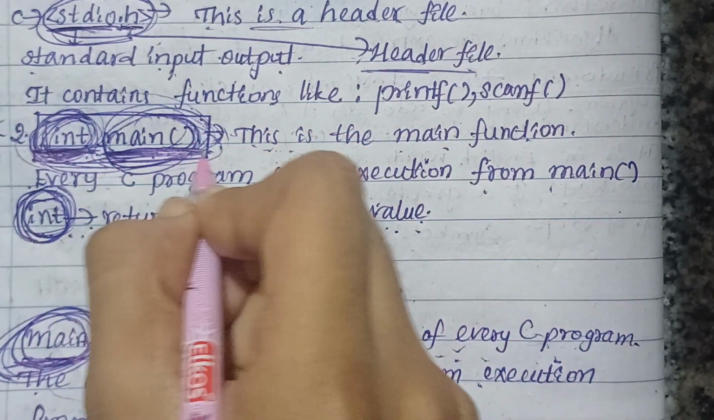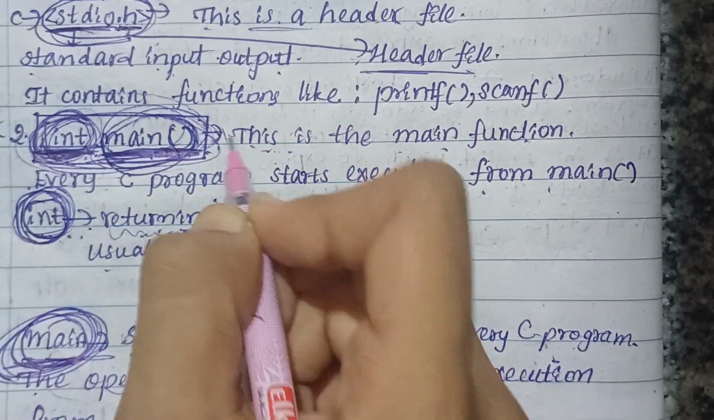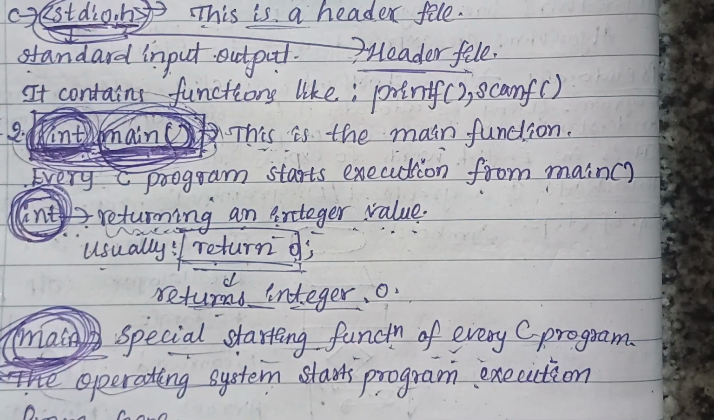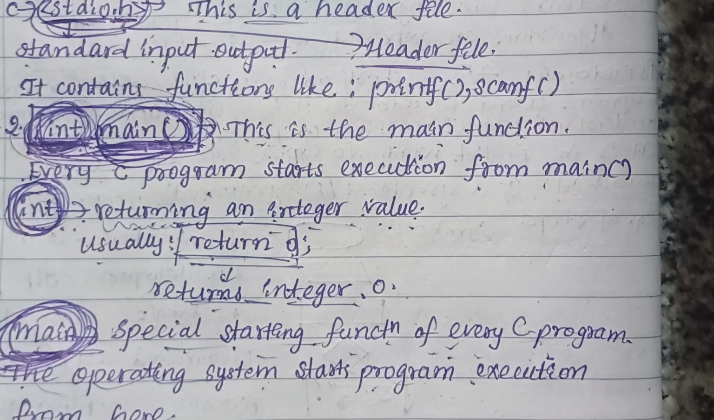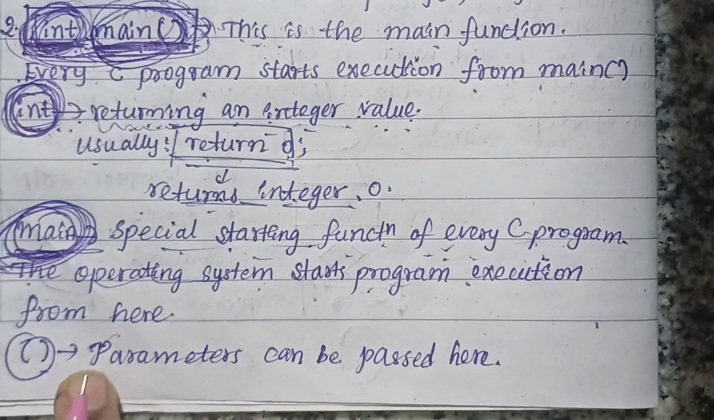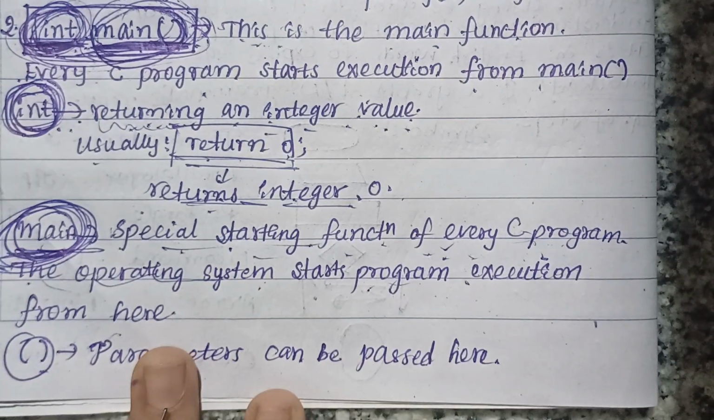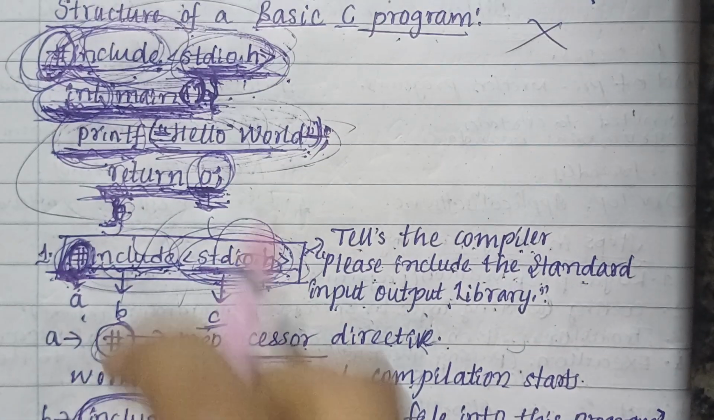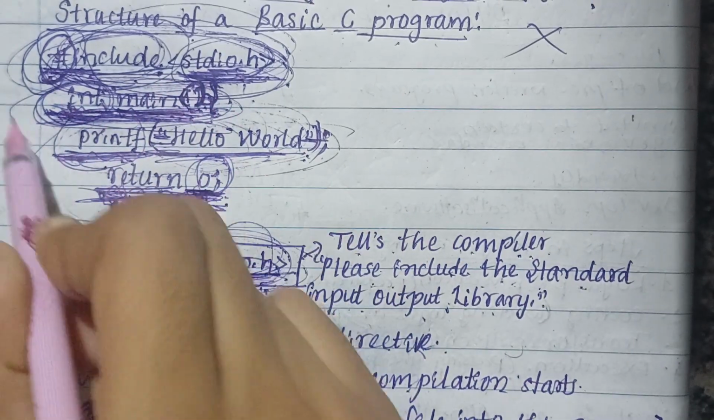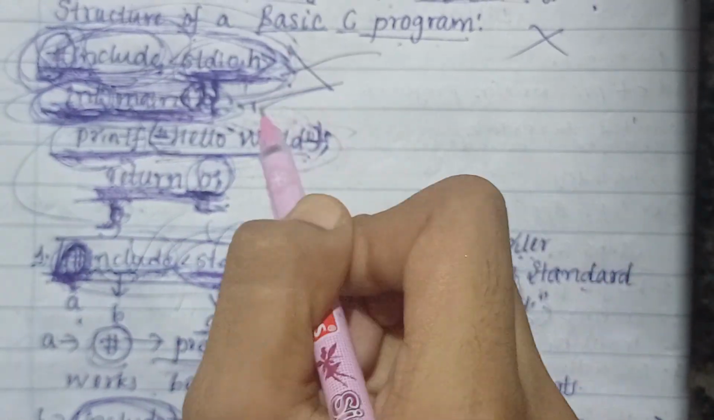Now coming to this parenthesis. See, inside this parenthesis we can pass some parameters, which we'll be learning later while we are discussing the functions topic in our next videos. For now, remember that inside this parenthesis we can pass parameters. So I think by now you have got clarity about the first line of our code, that is hash include stdio.h, and the second line, which is int main, which is common for any code.